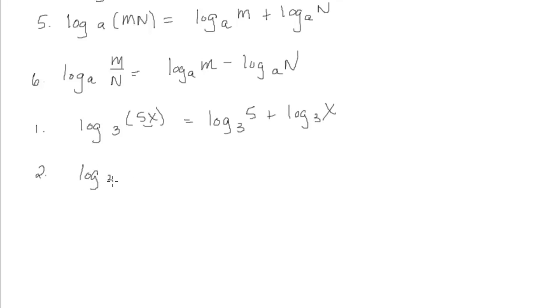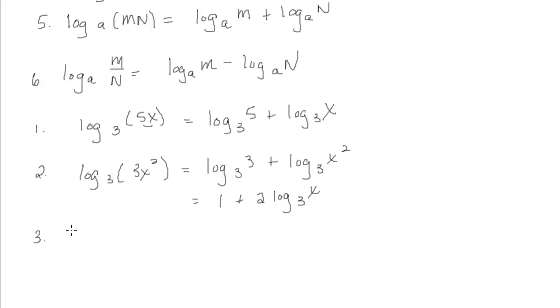Log base 3 of 3x squared. Again, I have a product here, so I can separate these with addition: log base 3 of 3 plus log base 3 of x squared. Now you should always simplify too. Here you should notice that the base and the argument are the same, so I know that this is going to be 1. And this exponent will come down as a coefficient, based on one of the above properties as well. So this is the same as 2 times log base 3 of x.